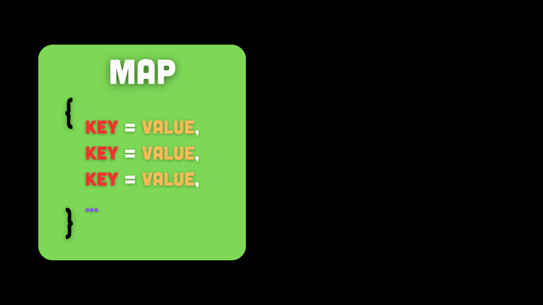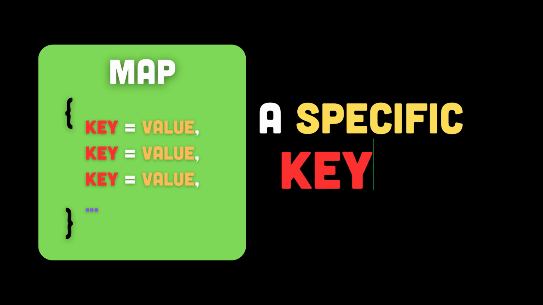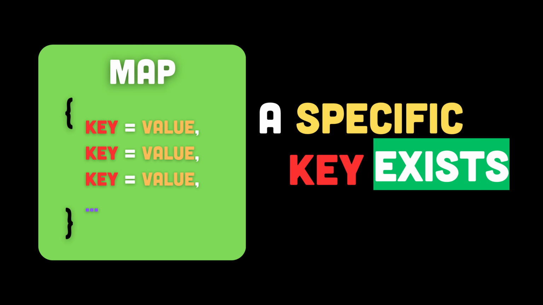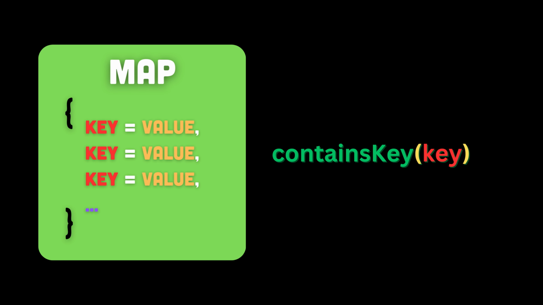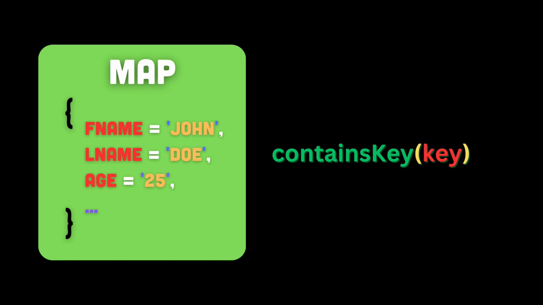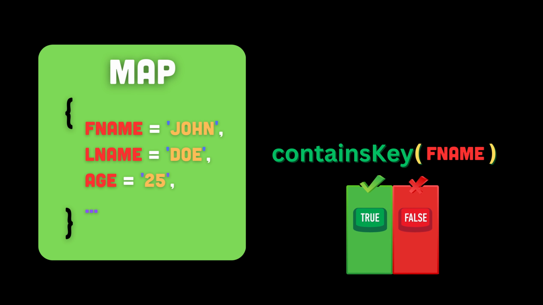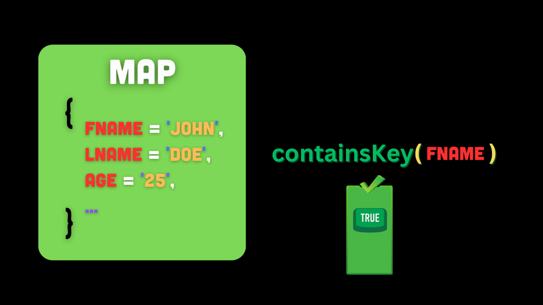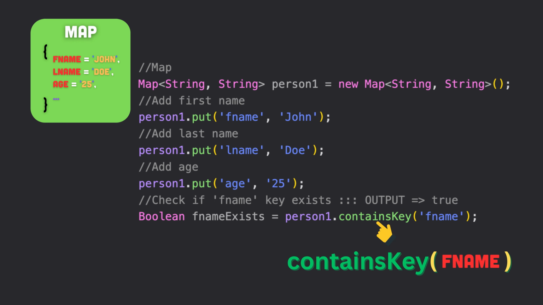If we want to check if a specific key exists within a map collection, we can use the containsKey method. For instance, here we have a map of key value pairs for first name, last name, and age. Thereafter, if we look for a key called fname, that is the first name key, we will receive a Boolean output. In this case, it will be true because the key does exist. Here's the code for it.